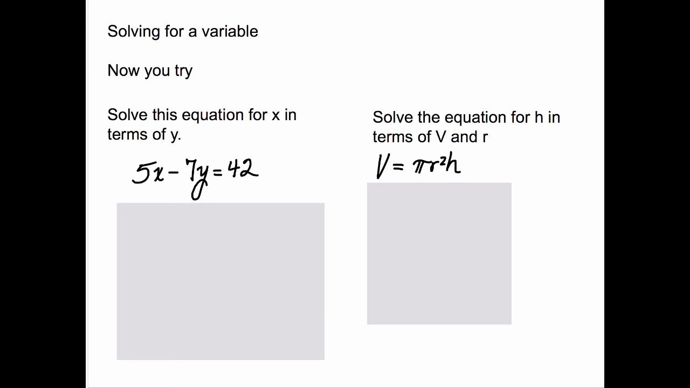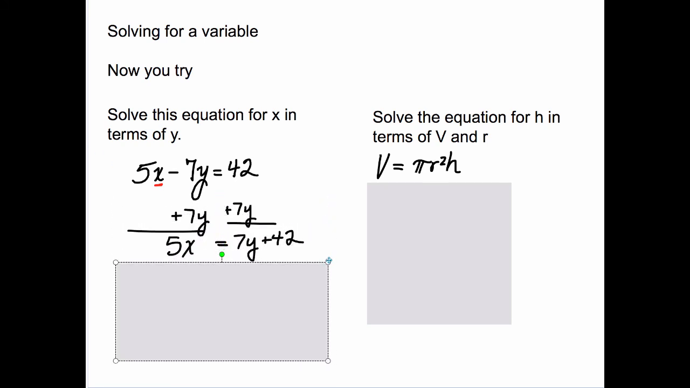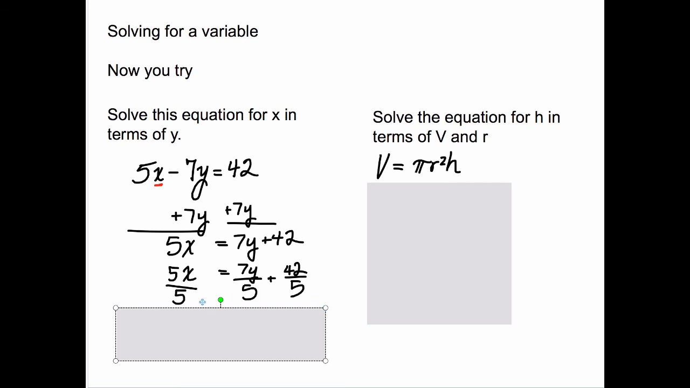Alright, let's take a look at the solution for 5x minus 7y equals 42. We want to solve for x, so that's what we want to stay there. So we'll take that 7y and add it to both sides, and we'll get 5x equals 7y plus 42. Next, we'll divide each side of the equation by 5, and notice that I'm dividing both terms by 5. And then we can see that the solution here is x equals 7/5 y plus 42/5.